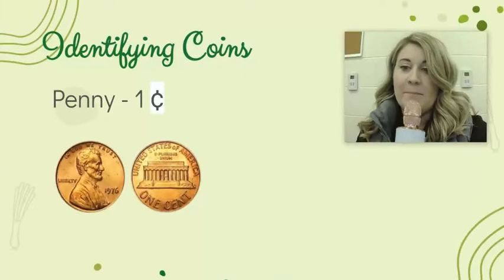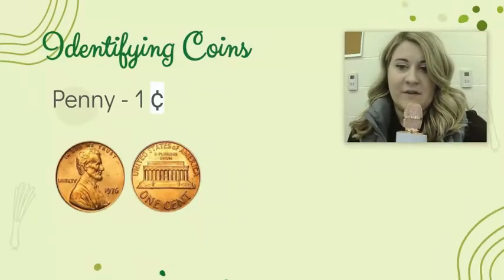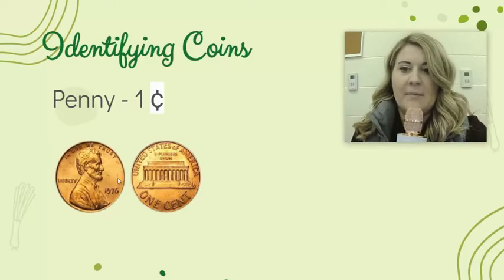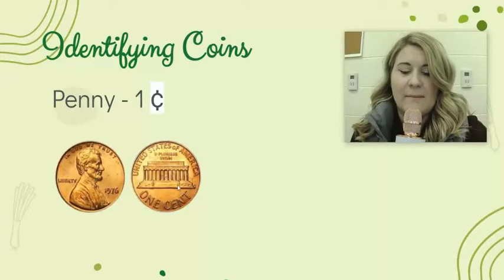So back to the penny. We have this penny. It is a different color than all of the rest of the coins. It's a copper color. It has Abraham Lincoln on the front, and it has the Lincoln Memorial on the back.